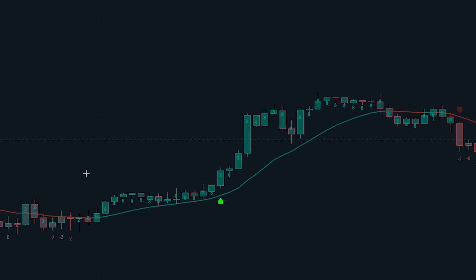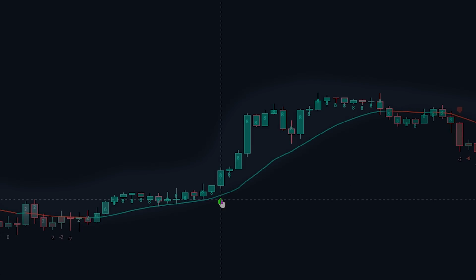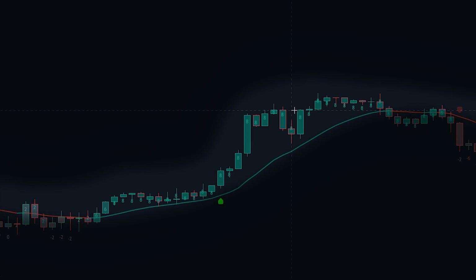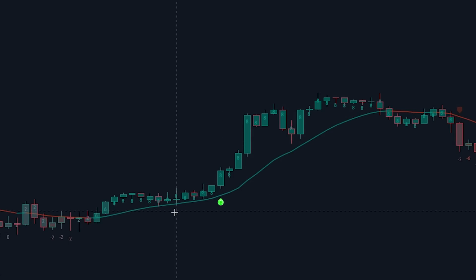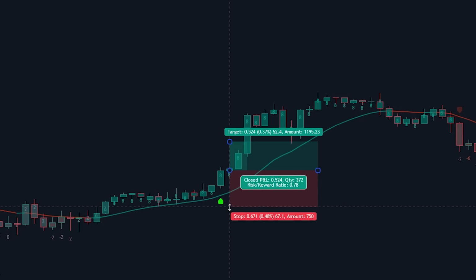When using dynamic exits, we will first need the price to be trading above the kernel line. Along with this, we will need for the kernel line to be green. Once a bullish signal is printed, we will enter into the position. We will be placing the stop loss at the recent swing low.